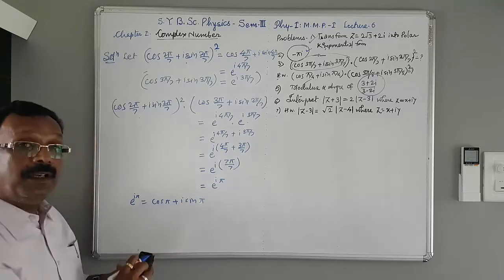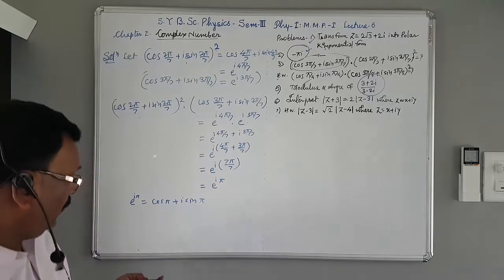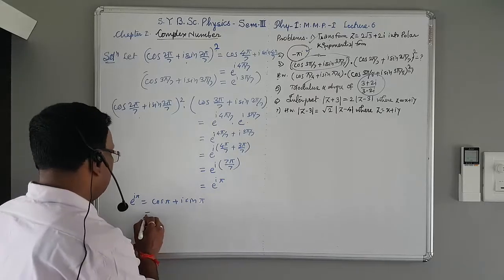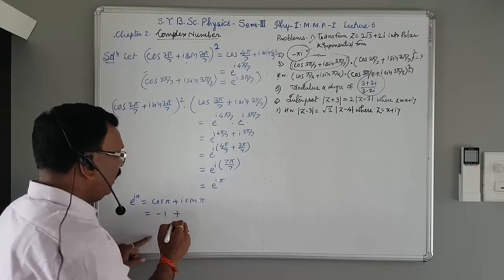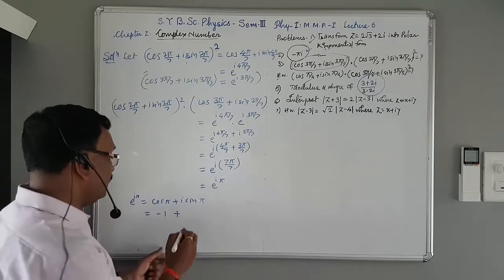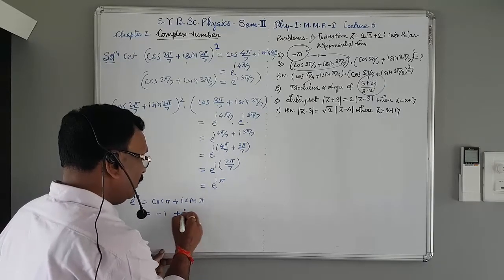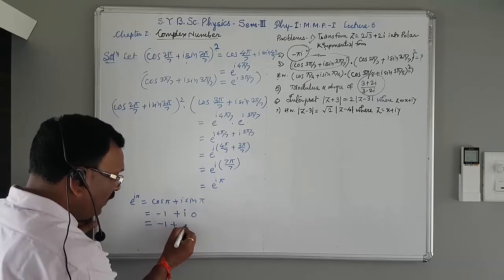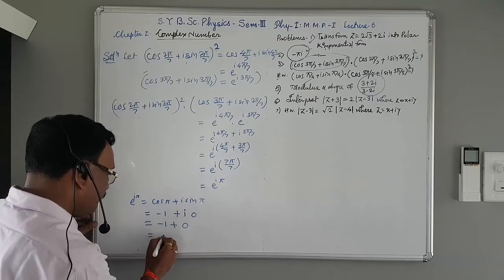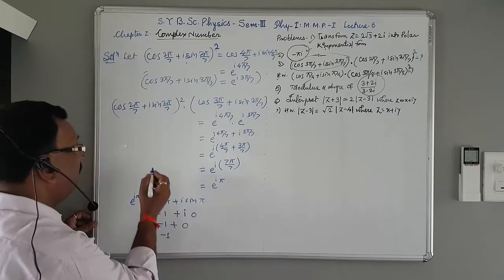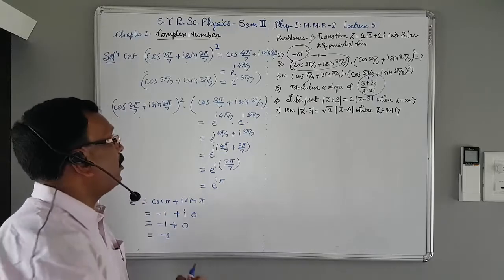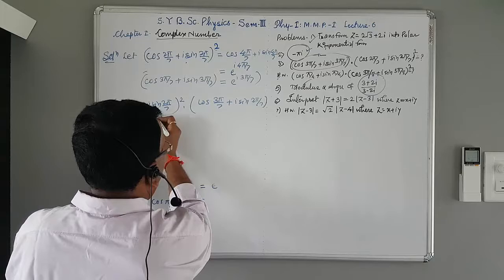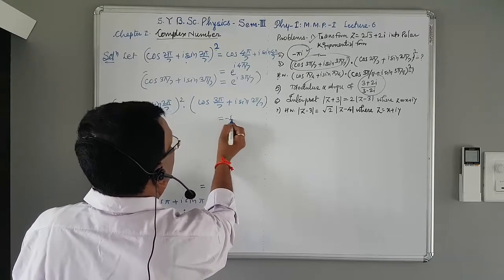We know according to trigonometry the value of cos pi, that is cos 180, is minus 1, and the value of sin pi, that is sin 180, is 0, that is i into 0. Simplify this term, again we get minus 1 plus 0, i into 0 is 0, or minus 1, and therefore the value of the product of this term, this square of this term, is equal to minus 1.